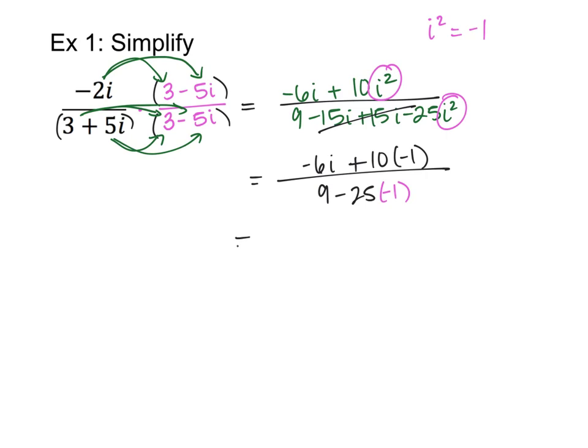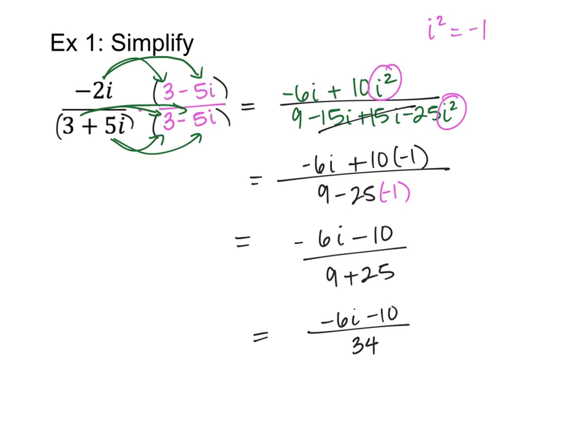And so now I really have negative 6i in the top times 10 times negative 1, which is negative 10 on the top. And then the bottom would be 9 plus 25. So I can clean up the bottom just a little bit more. I'm going to bring the top over, because these two I can't combine, so I have to leave it the way it is. But 9 and 25 for the bottom do combine to give you 34, right?